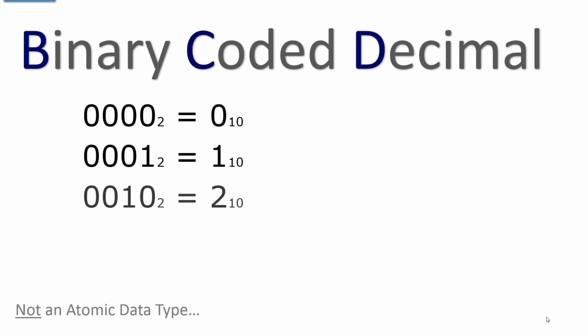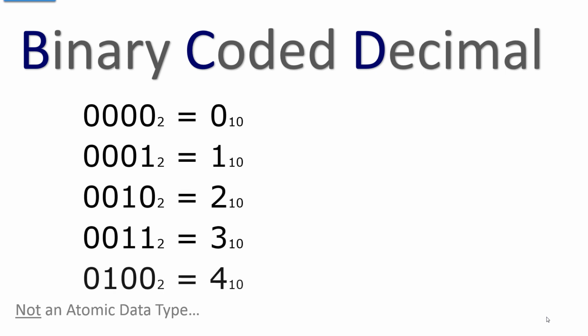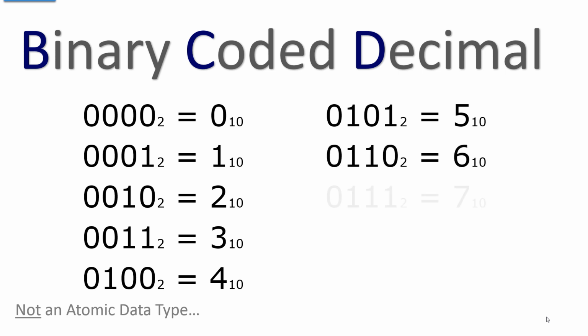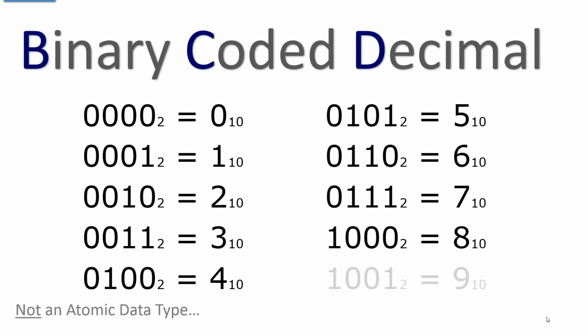0, 1, 2, 3, 4, 5, 6, 7, 8, and 9. So you can see as we progress, we go from 0 to 9. This is not an atomic data type. BCD, binary coded decimal, is not an atomic data type. What would happen if we went above 1001, decimal 9? What if we had 1010?